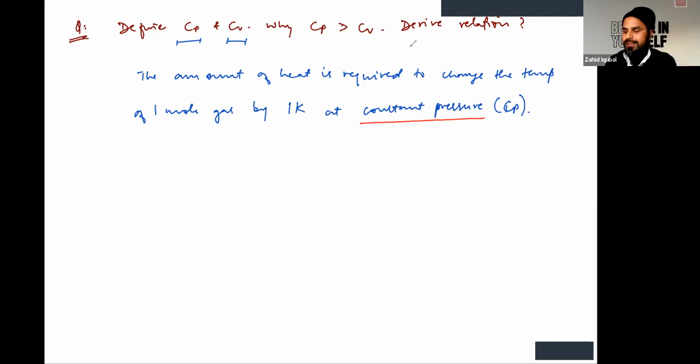Next question is why Cp is greater than Cv. Let me explain this part. Suppose first we have a gas at constant volume, and second we have it at constant pressure.